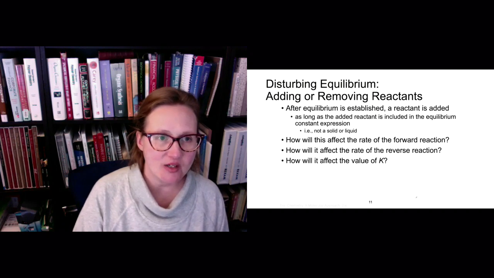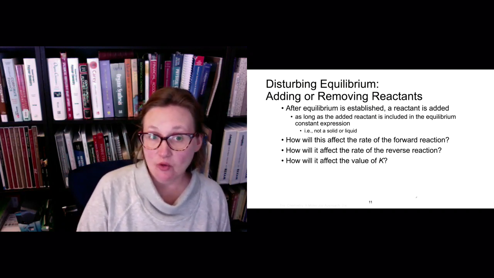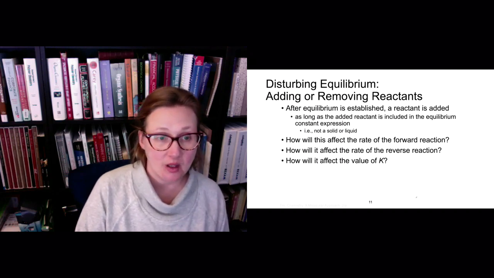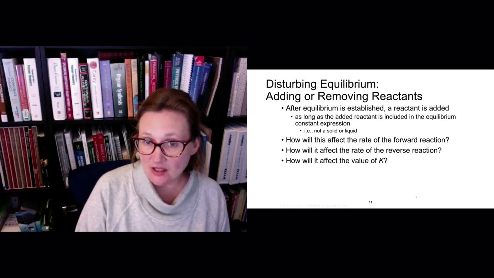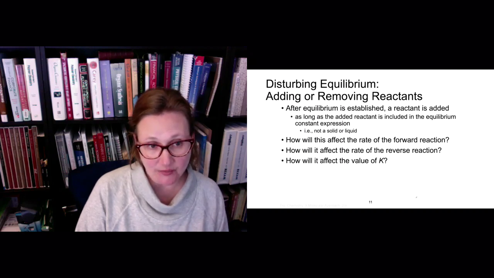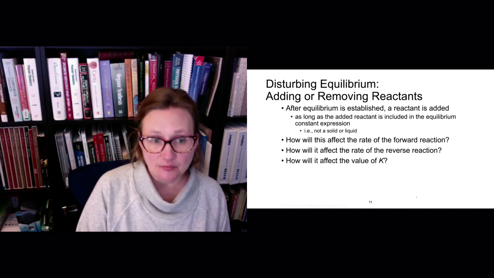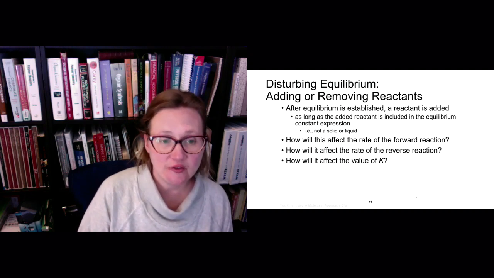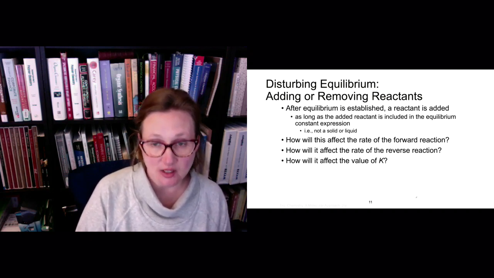All right, so how do we disturb an equilibrium? One way we can do that is by adding or removing reactants. So if we have an equilibrium that's been established, and a reactant is added, as long as that reactant is included in the equilibrium, all right, so we're not talking about solids and liquids here, then it's going to affect how we respond to that disturbance.